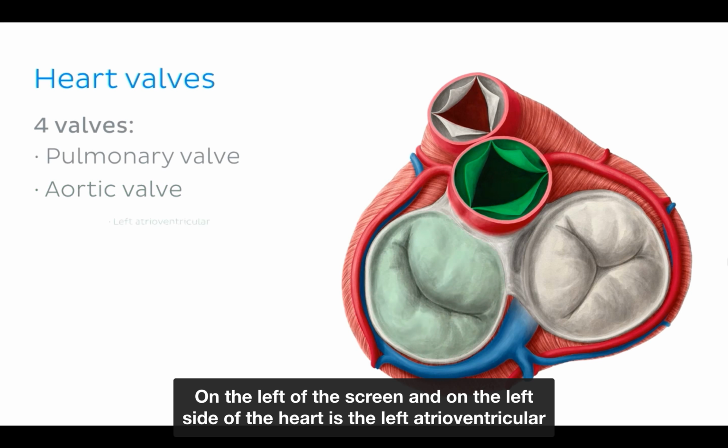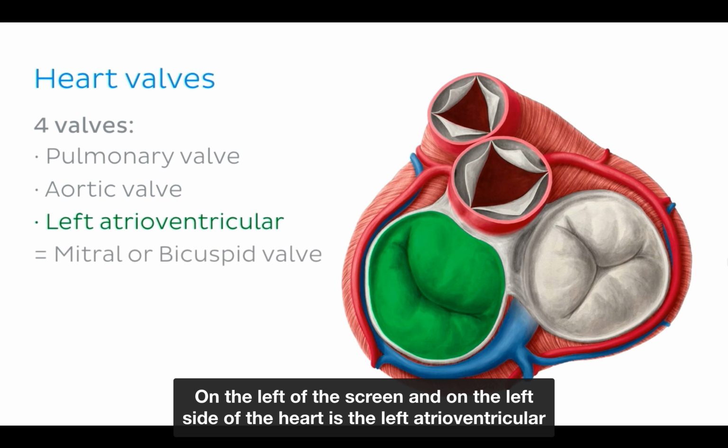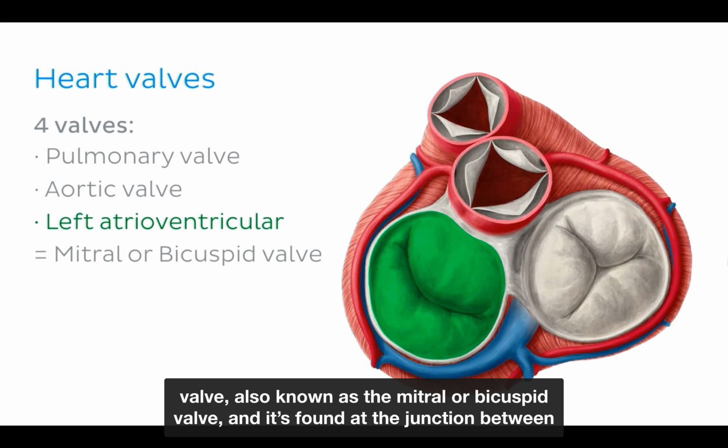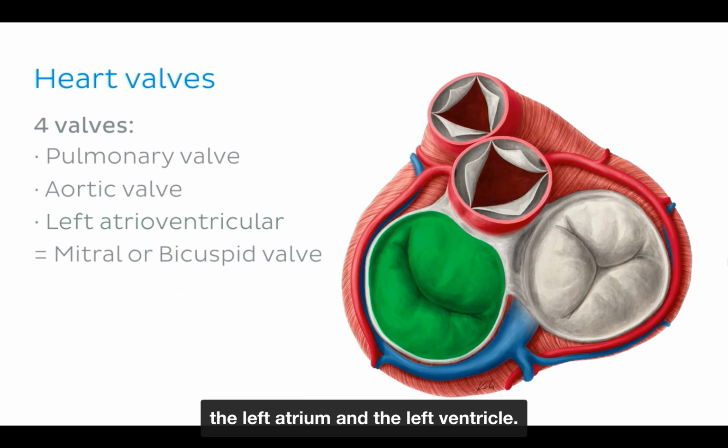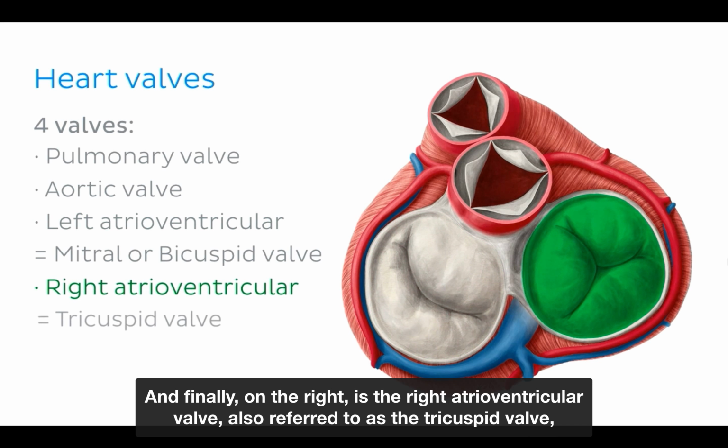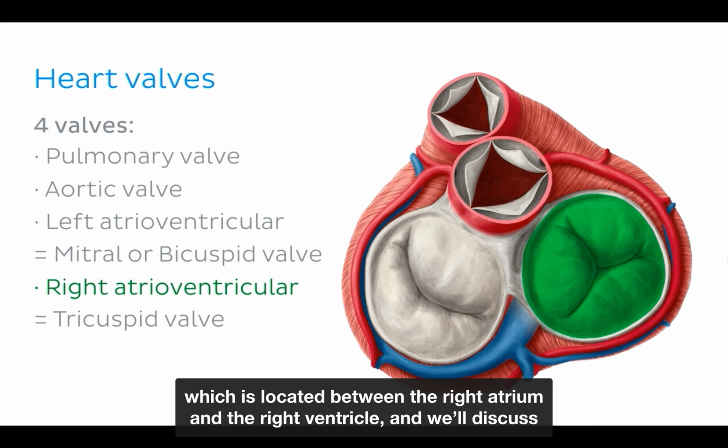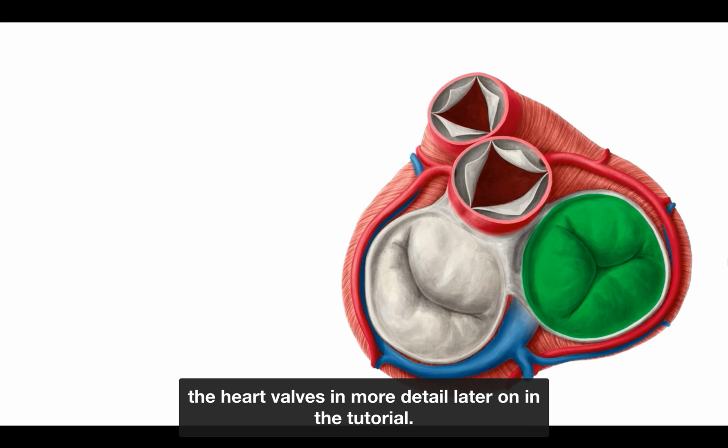On the left of the screen and on the left side of the heart is the left atrioventricular valve, also known as the mitral or bicuspid valve, and it's found at the junction between the left atrium and the left ventricle. And finally, on the right is the right atrioventricular valve, also referred to as the tricuspid valve, which is located between the right atrium and the right ventricle. And we'll discuss the heart valves in more detail later on in the tutorial.